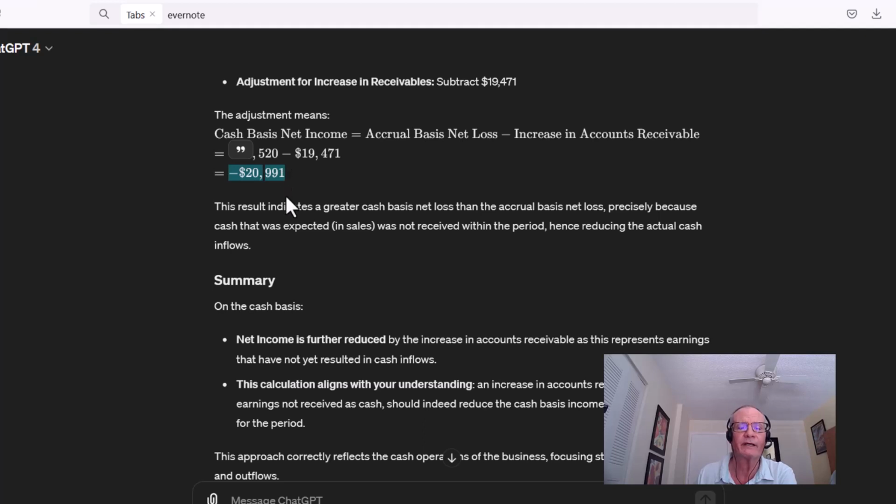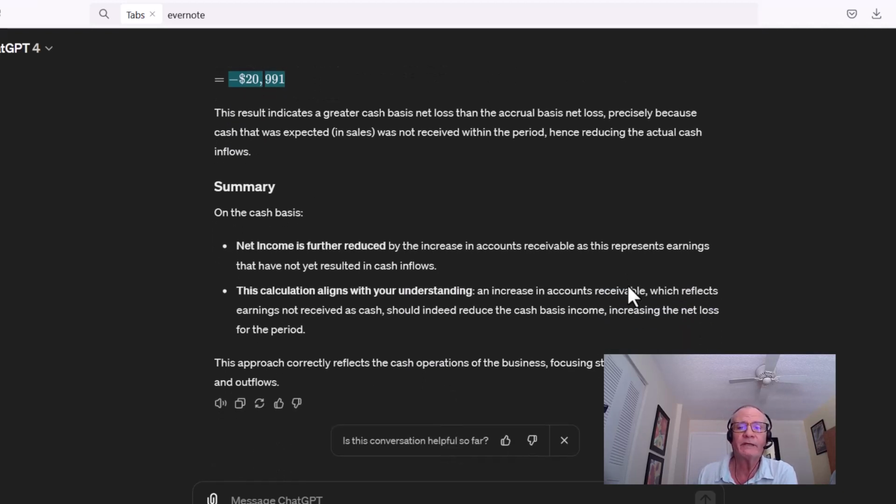Okay, and that's correct. But if I were a new accounting student or a person who's not a professional and had never been exposed to this before, and I was working through a tax return or a Form 990 or something with this, trying to convert to cash basis, it would have really messed me up. So be careful.